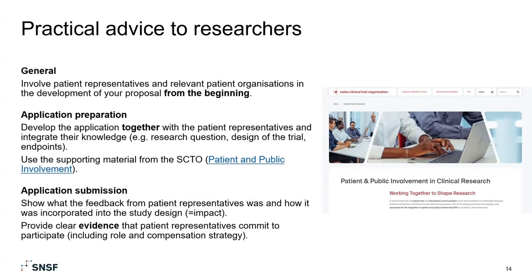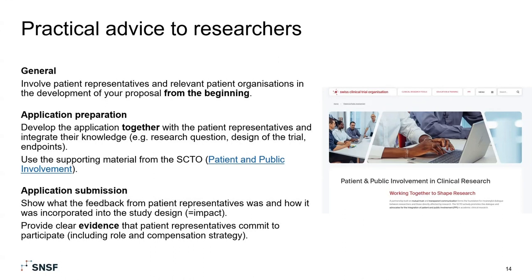During the application preparation, develop the application together with the patient representatives and integrate their knowledge, for example, in the research question, the design of the trial, or relevant endpoints for patients. As Larissa, Cindy and Marie already mentioned, there is a lot of supporting material on the SCTO website. Have a look at it. It can be very helpful in different regards.